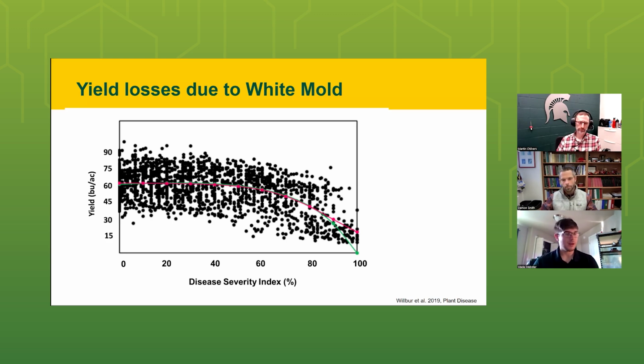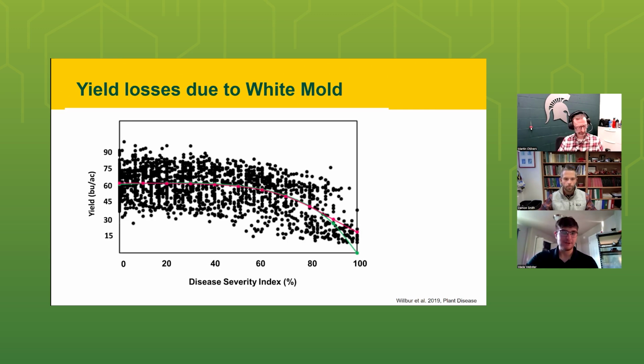seeing pretty minimal yield loss in this red and green line, which are the estimates. Once we get to about 40 to 60, 65 or so, we're seeing some more yield loss. But after that 65% range, we're seeing some pretty substantial yield losses. And across this particular analysis, we're seeing about every increase of 10% of disease severity index after about 65%, we are seeing about 10 bushels lost to that.